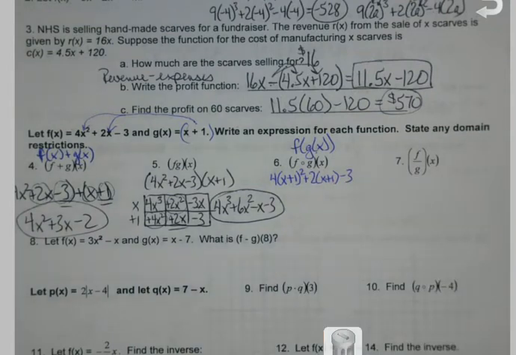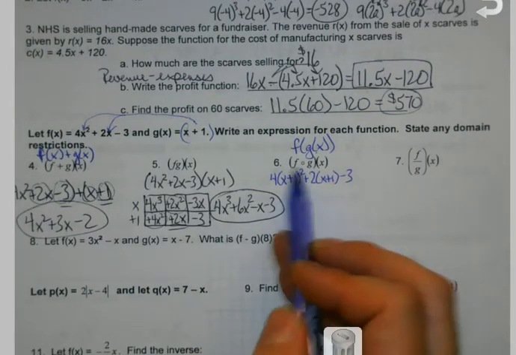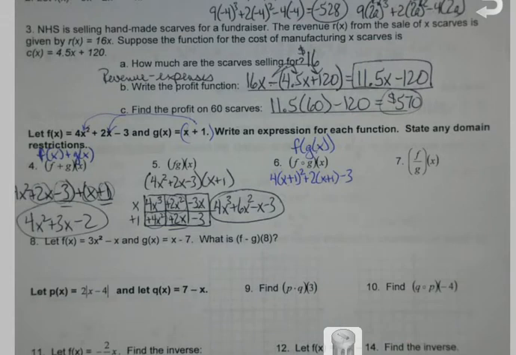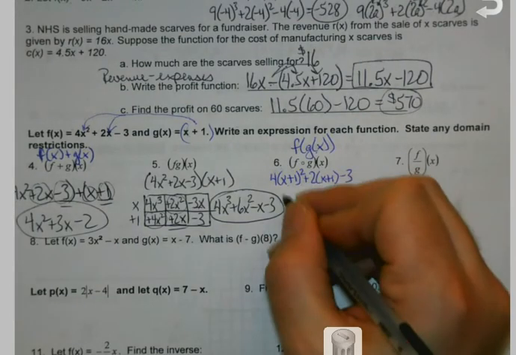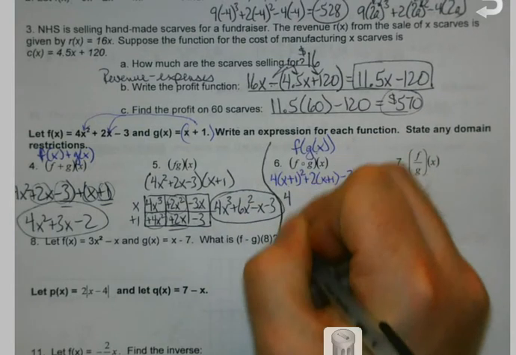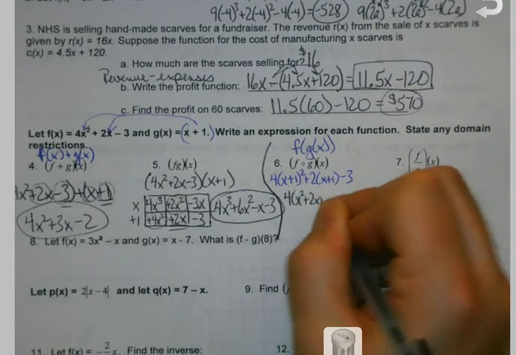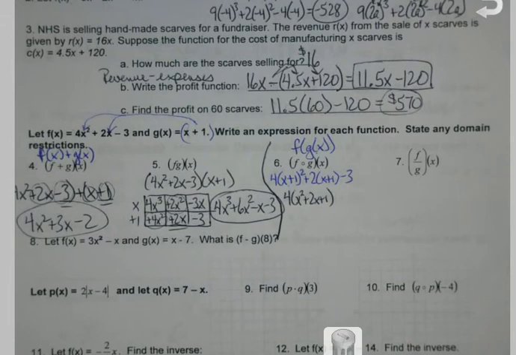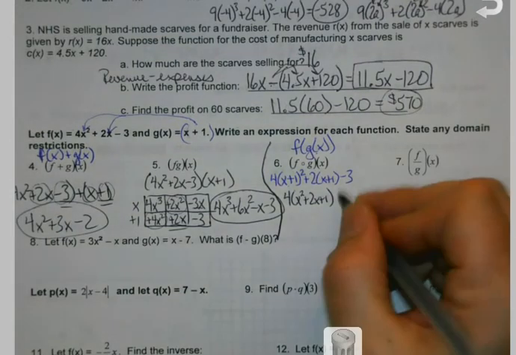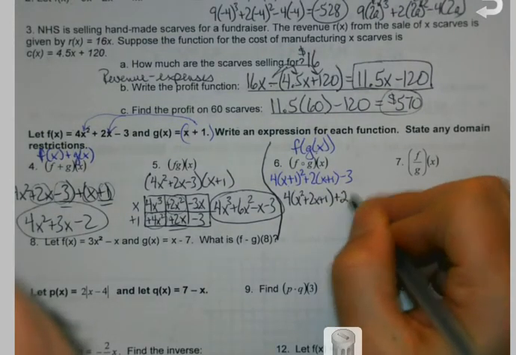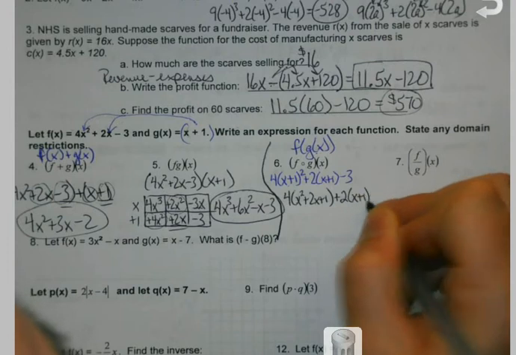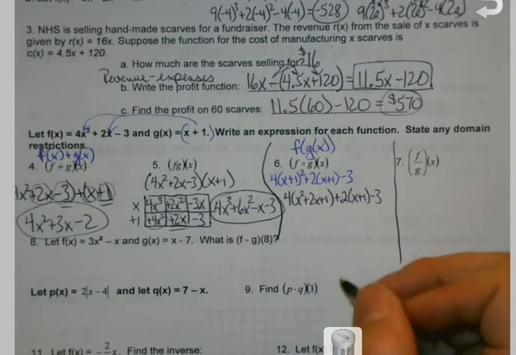And please don't get sucked into just distributing this and calling this x squared plus 1. You've got to FOIL this part out. So on this one, if I FOIL that out, separate these, I get x squared plus 2x plus 1. So again, it's x plus 1 and x plus 1. I'm going to go ahead and leave the rest of this for a second. I'm going to clean this up.